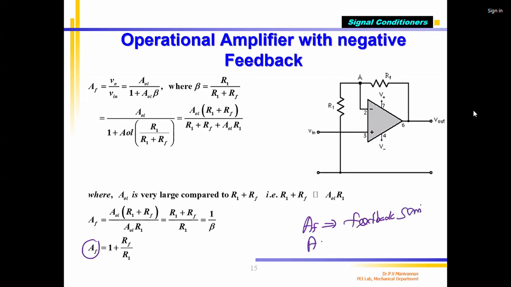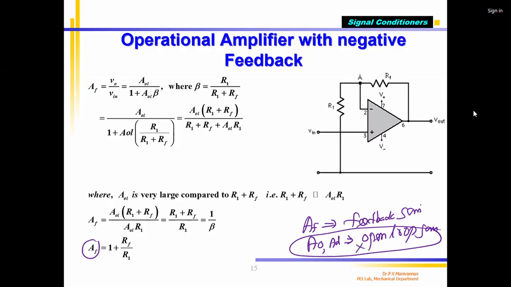What was AO or AD is called open loop gain. Open loop gain of an op-amp is decided by the manufacturer. You can't do anything. If I buy a 741, it is 10 power 5 or 10 power 6. If I buy something else, like a 747, it may be, for example, 10 power 8. This is fixed by the manufacturer.